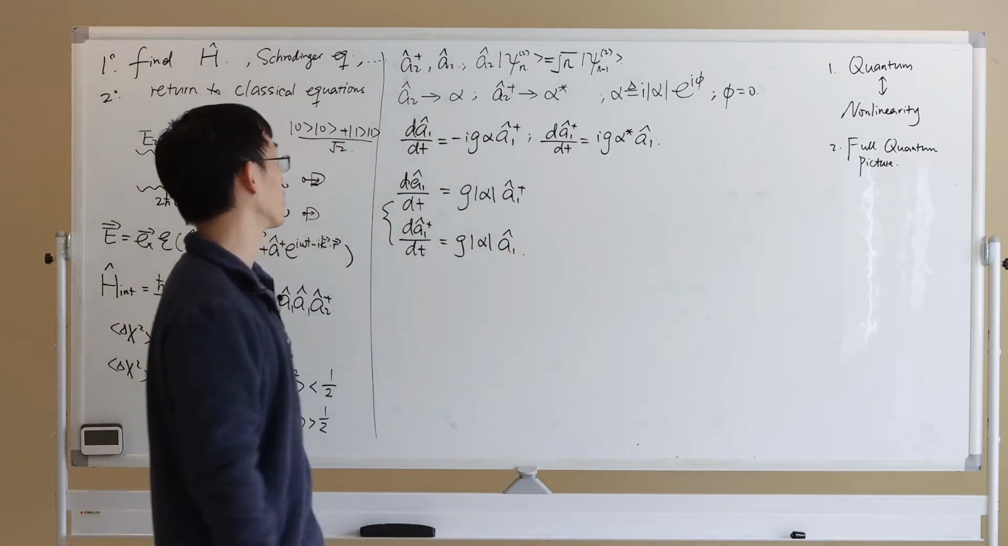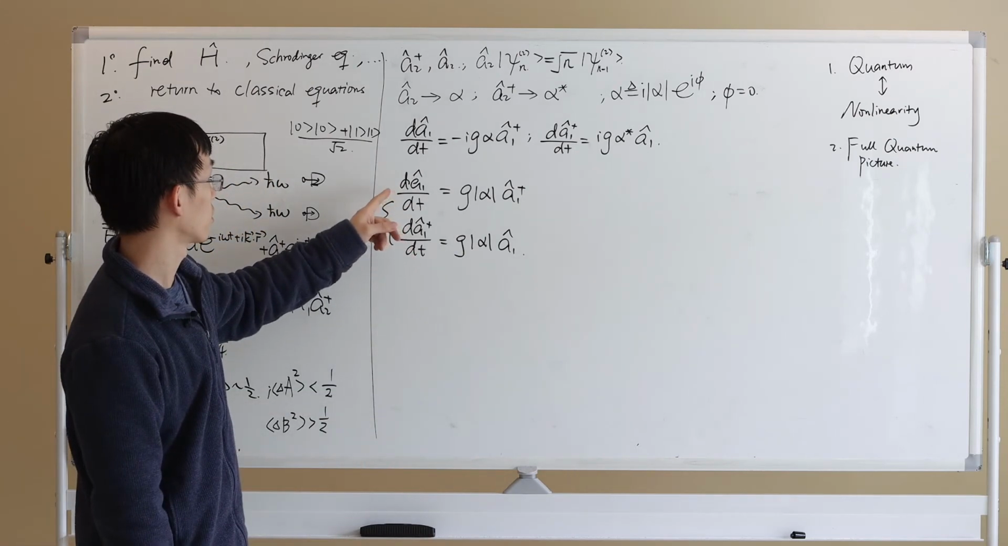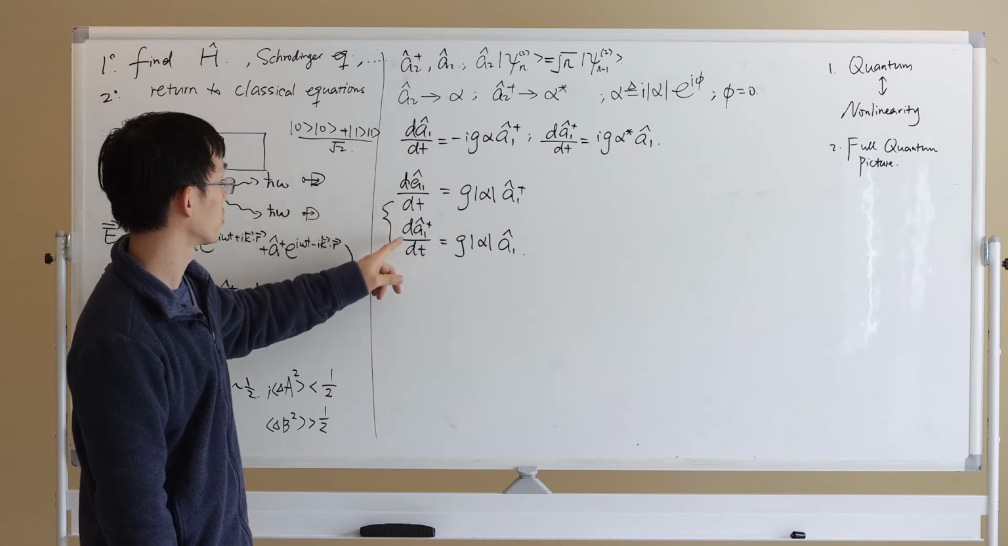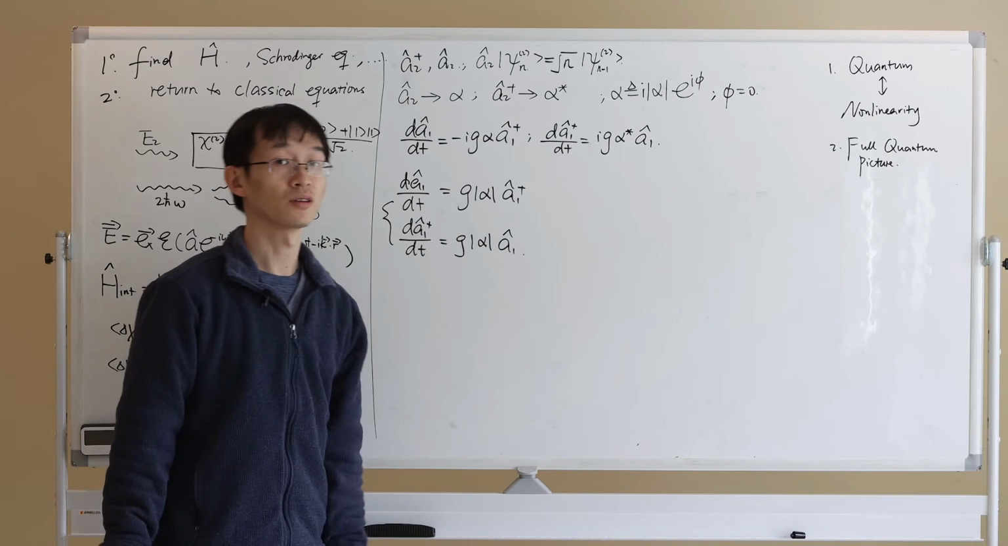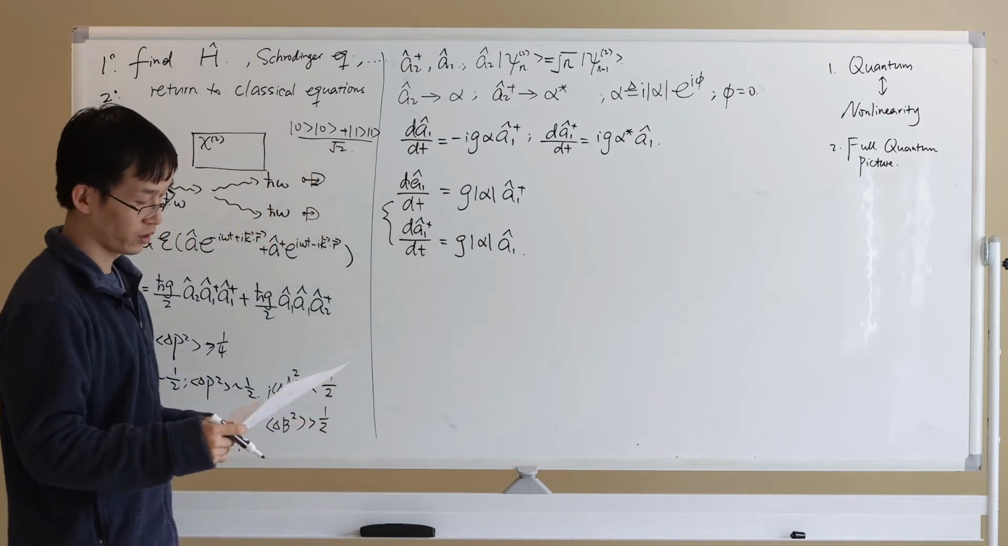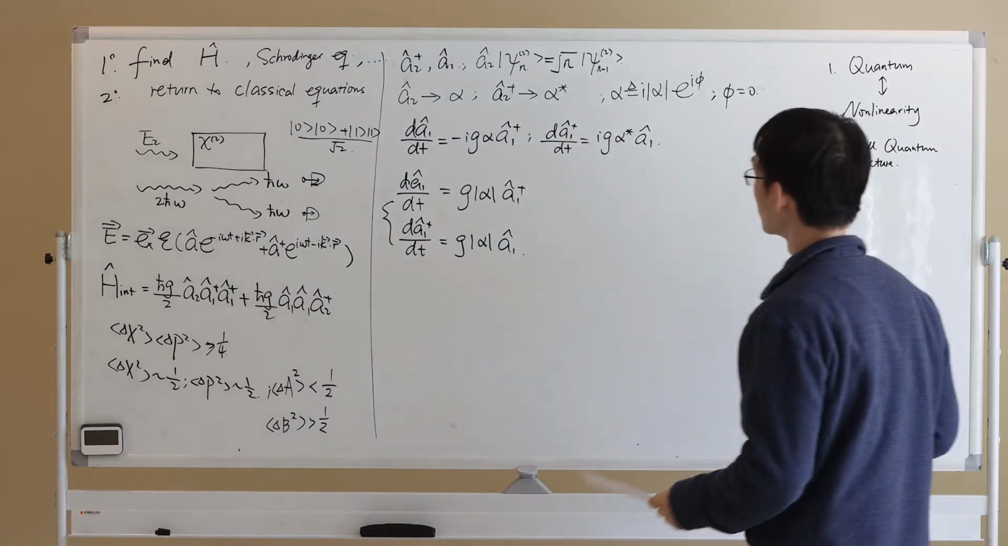Okay, so here you might think the standard way to solve this is that you take the derivative of t on this, and then you plug this in, and you get rid of A1 dagger. And then you can solve what A1 is, what A1 dagger is. Here I have a simpler way to do this.